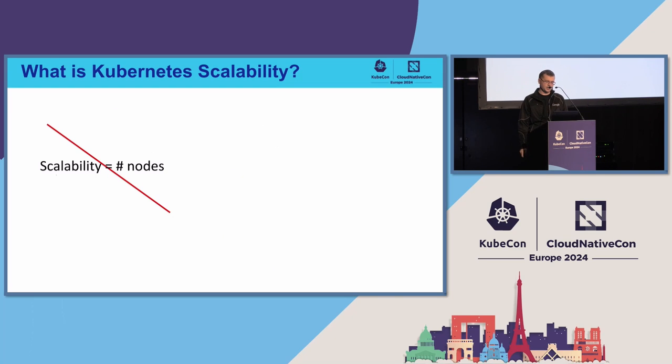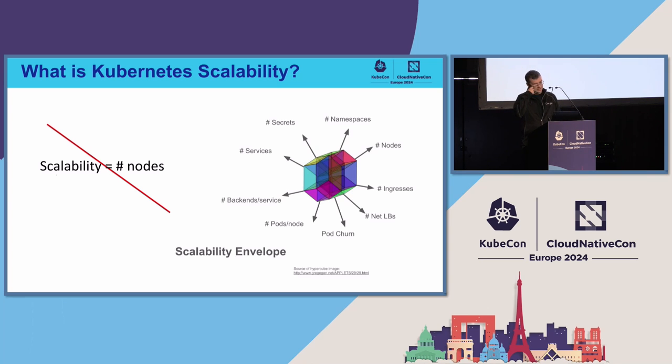Historically, we were thinking about scalability of Kubernetes as the number of nodes in the cluster, like how many nodes the cluster has. But while it's a very important dimension, very critical for many users, it's only a small part of the actual truth. Scalability of Kubernetes is in fact a multidimensional problem. There are many dimensions that really matter for how well your cluster will be behaving, and whether it will be able to run your workloads. Things like pod churn, number of pods per node, number of services, number of load balancers, and so on. There are dozens of those dimensions that matter here.